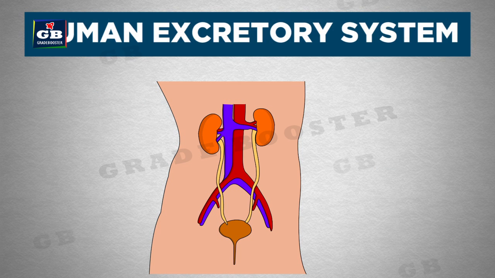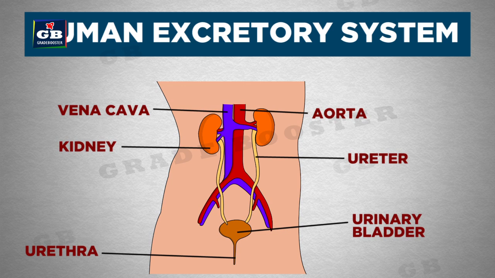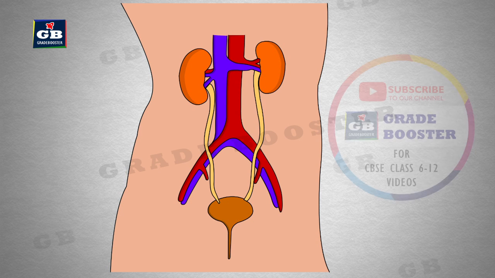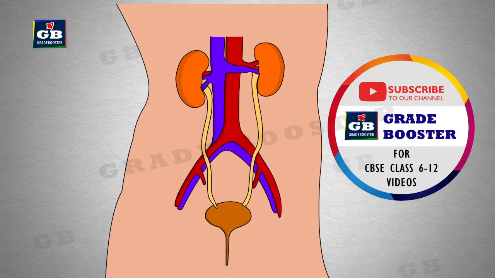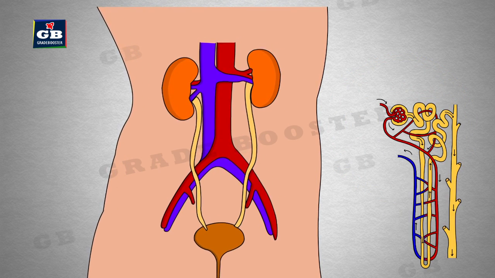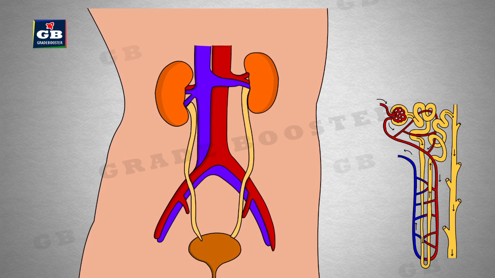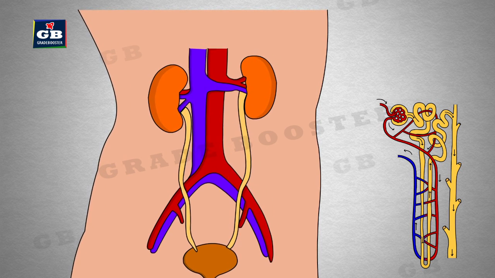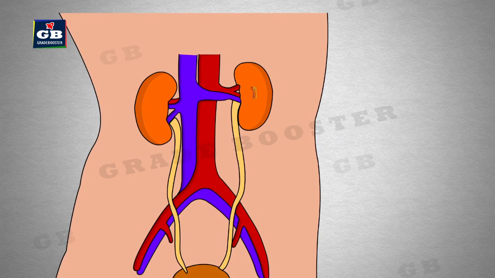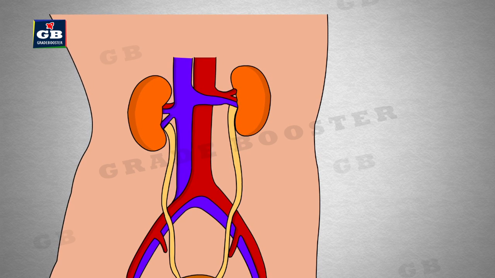Human excretory system. The human excretory system is comprised of a pair of kidneys, ureters, and a urinary bladder. The kidneys are connected to two different types of blood vessels called aorta and vena cava. They bring and carry away the blood from the kidneys. Inside the kidneys, there are fine filtering units called nephrons. In this video, we will see the different parts of the human excretory system and learn the function of each.